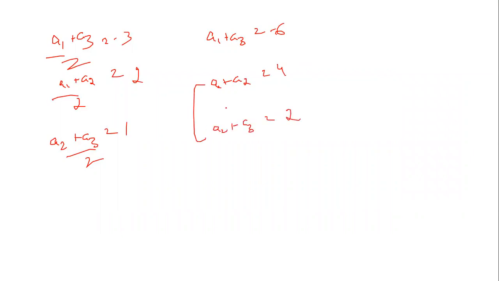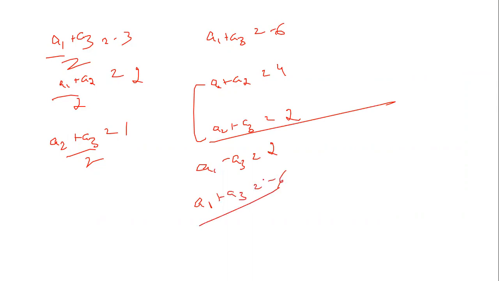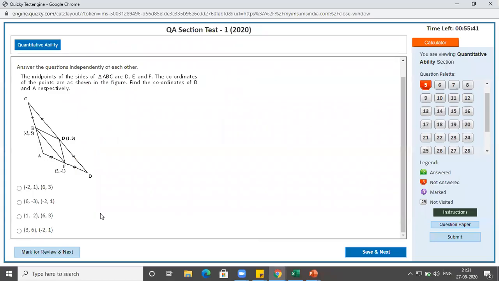If I subtract any two equations, I get A1 minus A3 is equal to 2. And then A1 plus A3 is equal to minus 6. I add them both, I get 2A1 is equal to minus 4. A1 is equal to minus 2. So this coordinate is minus 2.